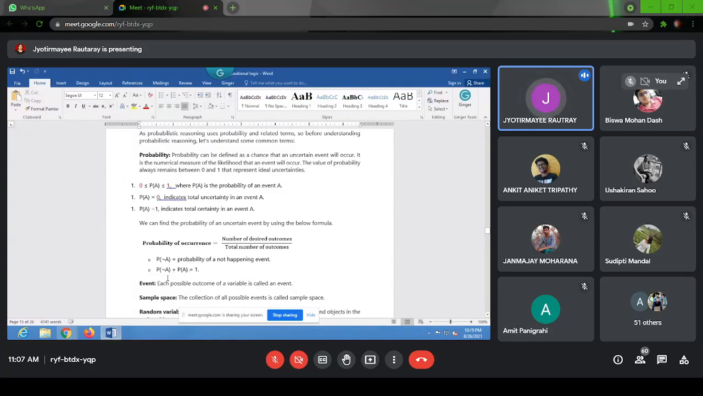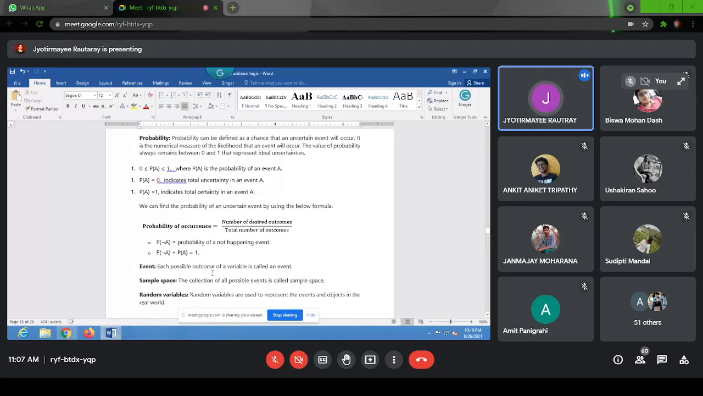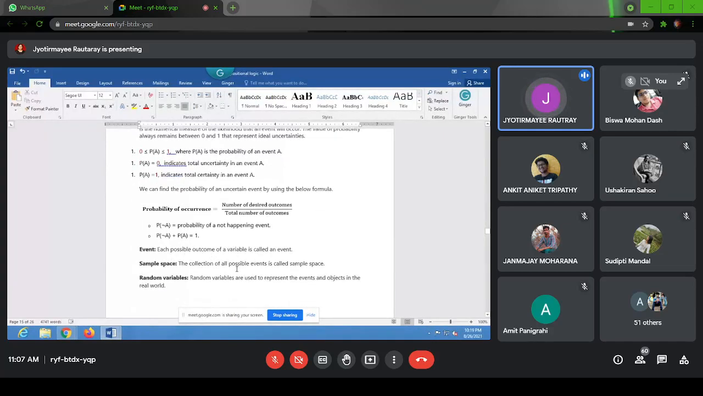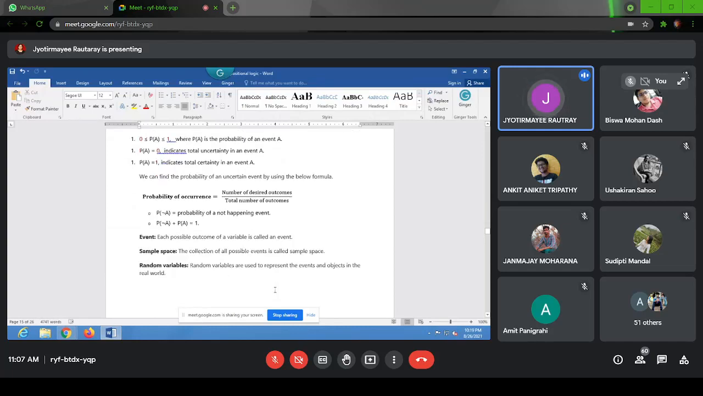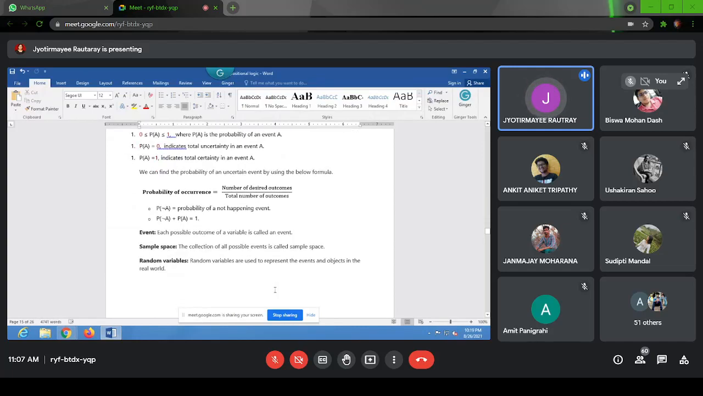Okay, and here this A is our event. An event means each possible outcome of a variable. Each possible outcome of a variable, that is an event. Sample space means the total collection of all possible events. That is our sample space. And random variables are used to represent the events and objects in the real world.